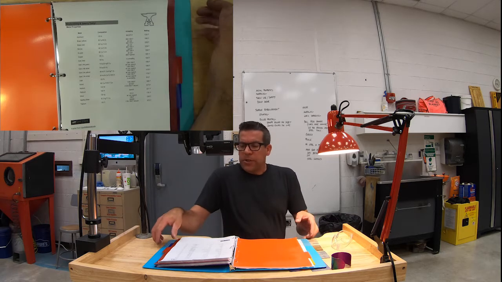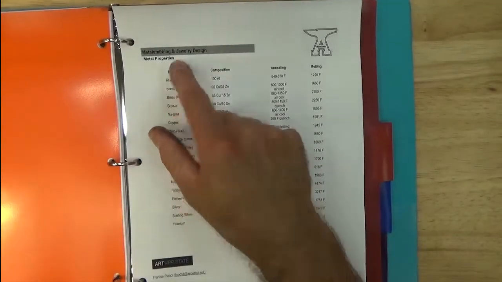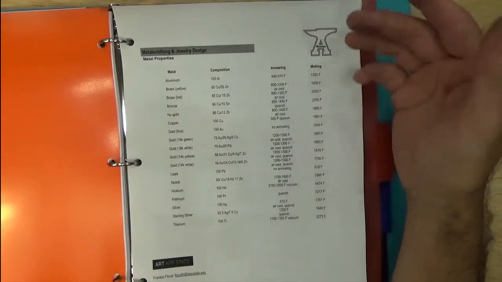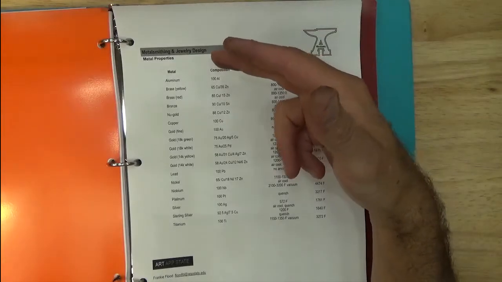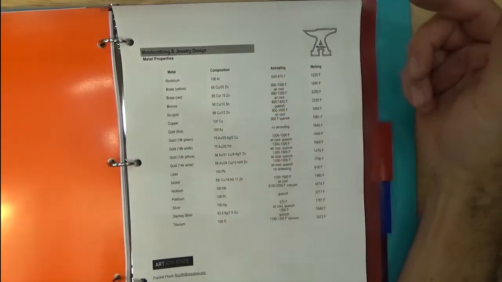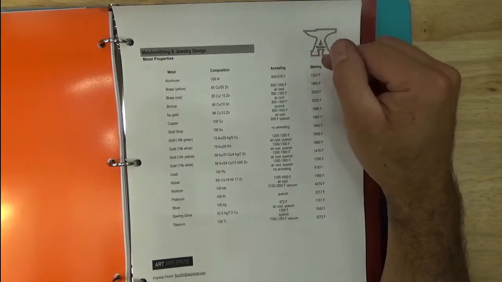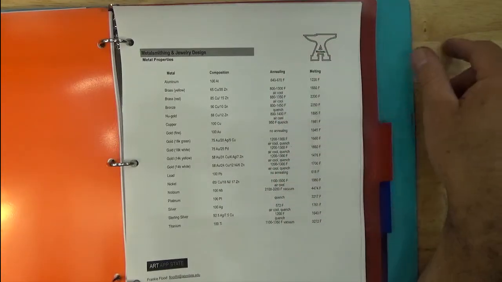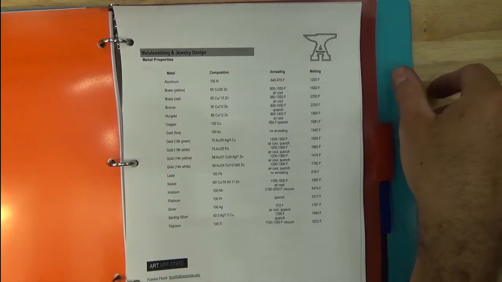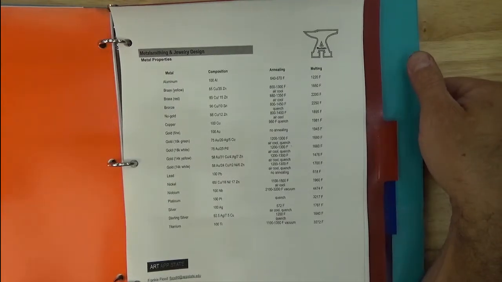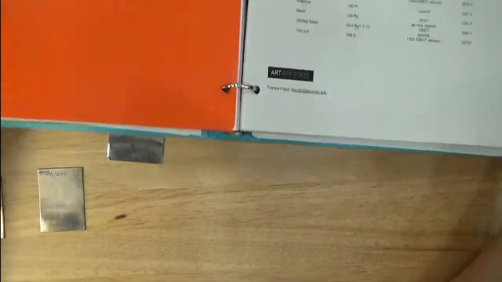We have a handout that's called Metal Properties. You'll see it right here. On that metal properties sheet, you'll see that we have categories where the metal is listed on the left-hand side, and then we have the composition or the alloy, and then we have the annealing temperature and the melting temperature.